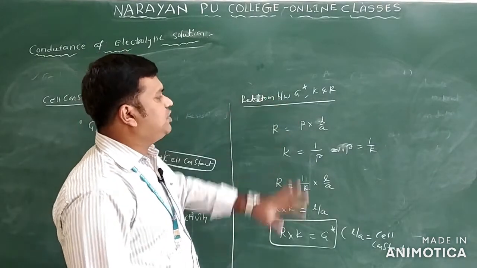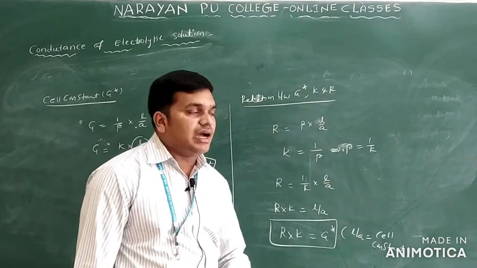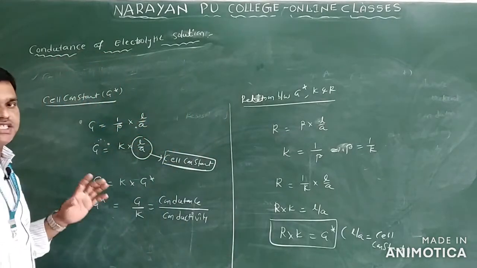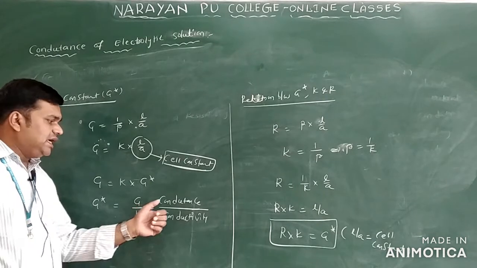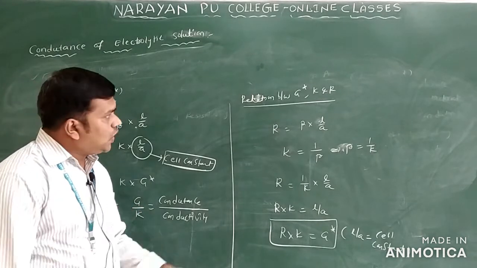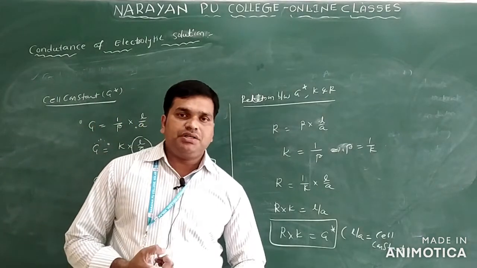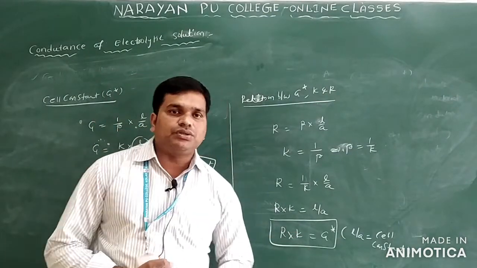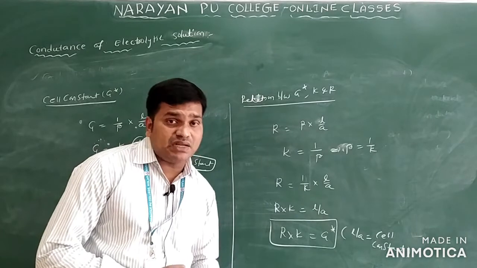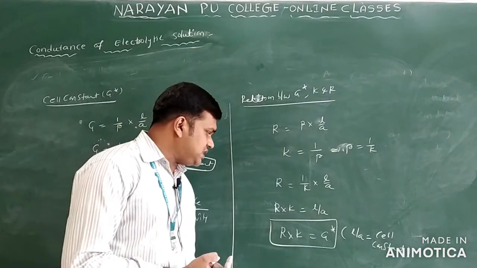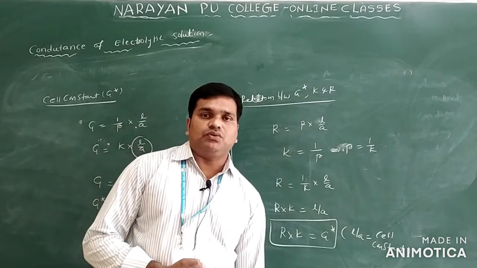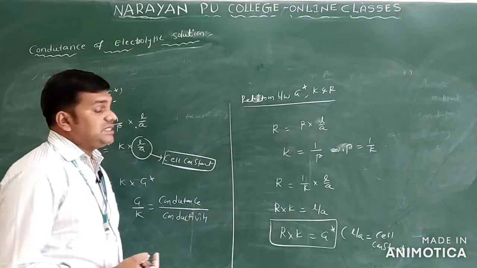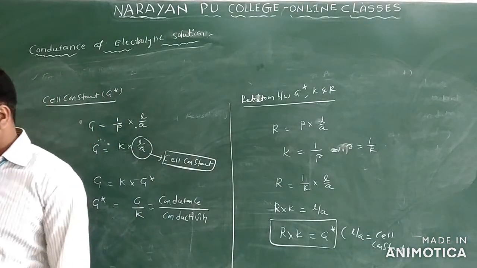So this is the relation between G star, K and R. This is the cell constant G star formula. What is the formula for cell constant? Conductance by conductivity. What is the relation between cell constant, conductivity and the resistance? G star is equal to R into K. That means it is the product of the resistance and the conductivity. R is resistance, K is conductivity. So this is regarding the cell constant G star.